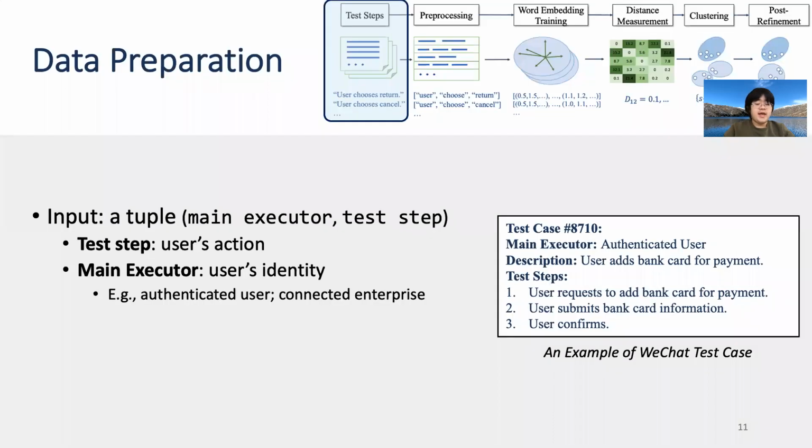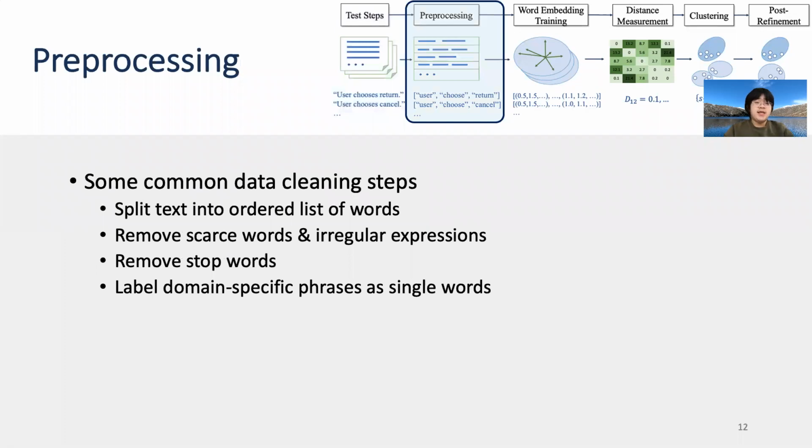The first stage, as mentioned, reads in the test steps, and to incorporate the context information from the test case, we attach the main executor field from the test case metadata to the test steps. In the second stage, in preprocessing, we follow common data cleaning steps. First, we split each field into an ordered list of words. Since the text is in Chinese, we leverage existing tools to split the sentences.